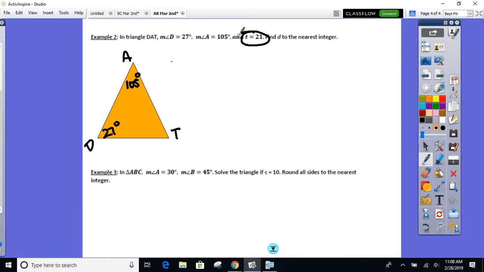Emma, go ahead. Anytime I have a lowercase letter, it's the side across from that angle. So this is t equals 21. That's the side across from angle T. Nice job. It's 21. And we're looking for side D, which is the side across from angle D.